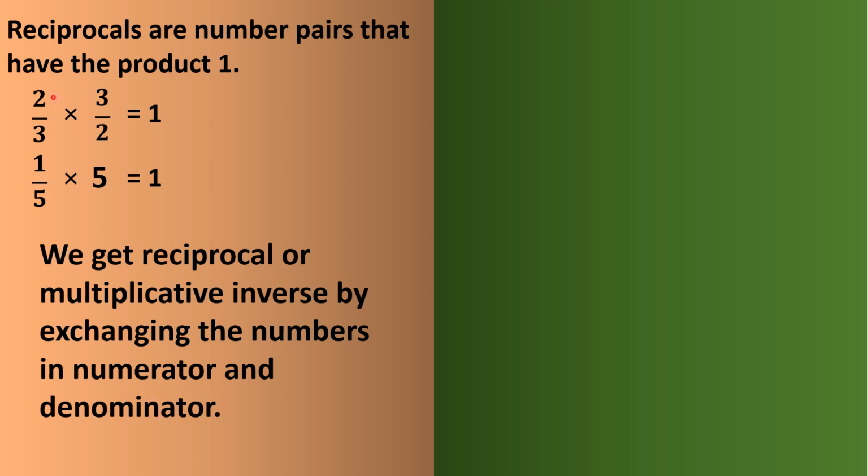Just see here, 2 by 3. The multiplicative inverse of 2 by 3 is 3 by 2. Just observe this. In 3 by 2, 3 is numerator, which was denominator in 2 by 3, and 2 is denominator, which was numerator in 2 by 3. So to find the reciprocal is very easy.